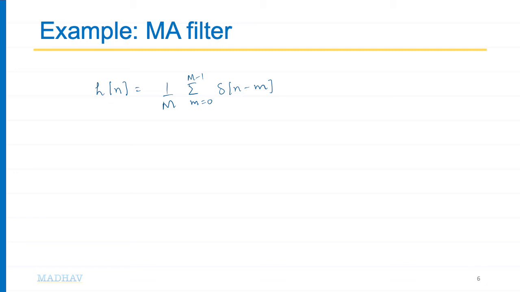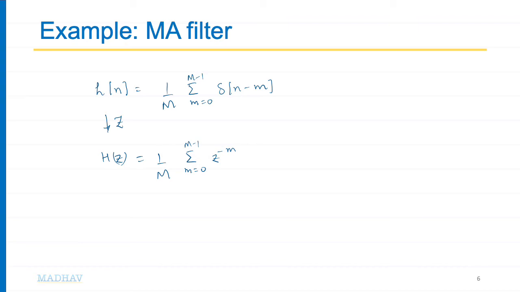Now, how do I find the transfer function? As we have seen, just take the z transform of h[n], and that will be H(z). And now, what is the z transform of my right hand side? It is simply 1 upon M, summation over all those m values. Now, delta of n, the transfer function is 1. For delta n, the z transform is 1.